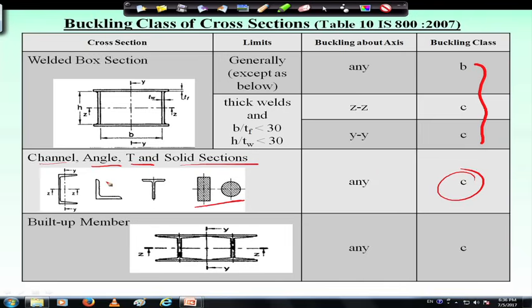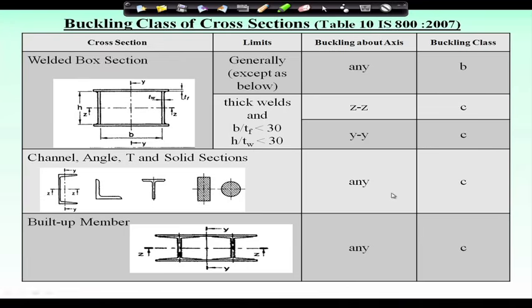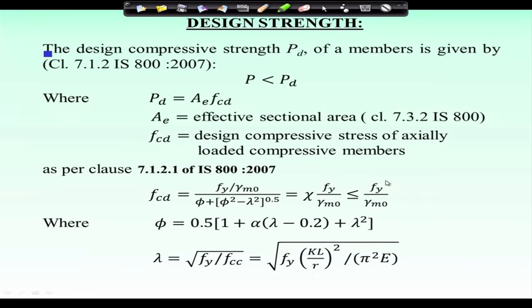About any direction, say for angle about x y axis, about z axis, it will be C for both the directions. Similarly, for channel section also it will be C, for T section also it will be C, and for built up member, any direction, the buckling class has also been considered as C. So, these are the things we need to find out from table 10 of IS 800 for calculating the imperfection factor alpha. Now, this imperfection factor will be used in this formula.